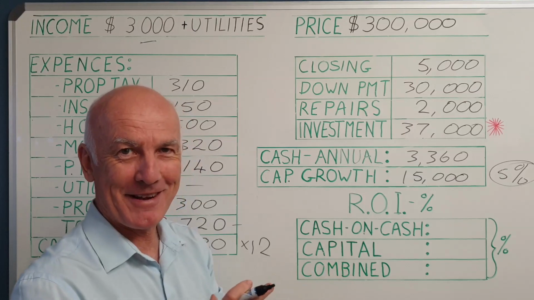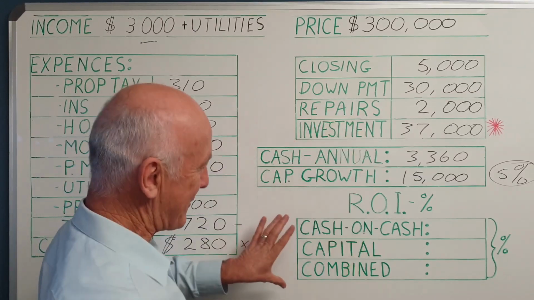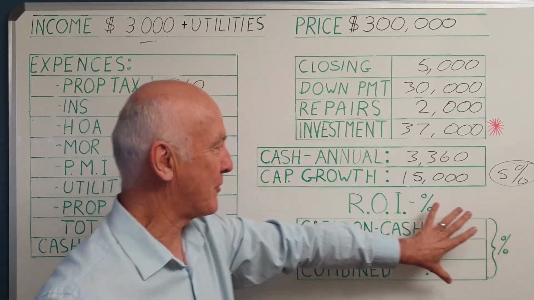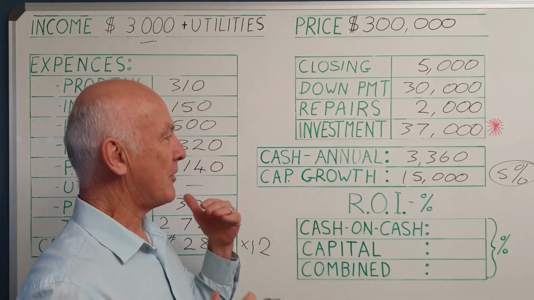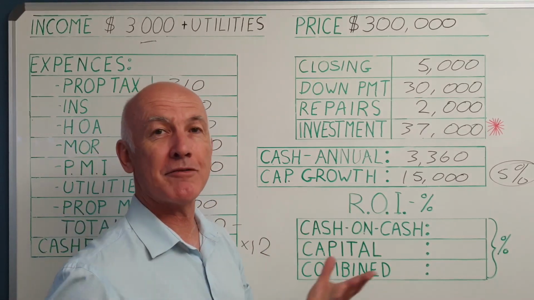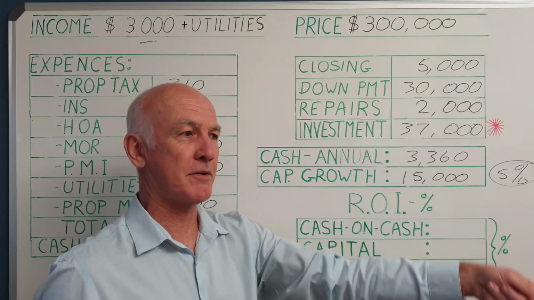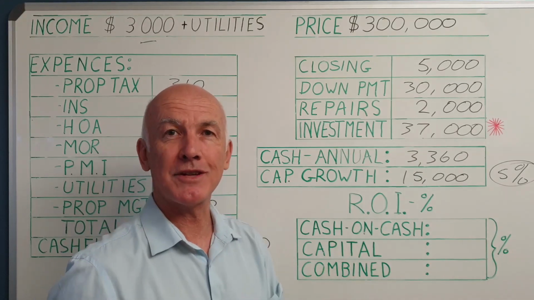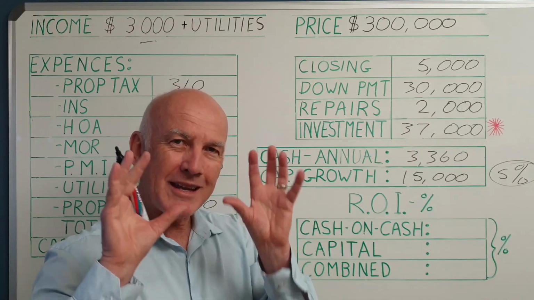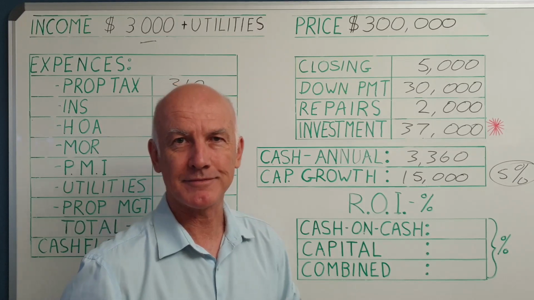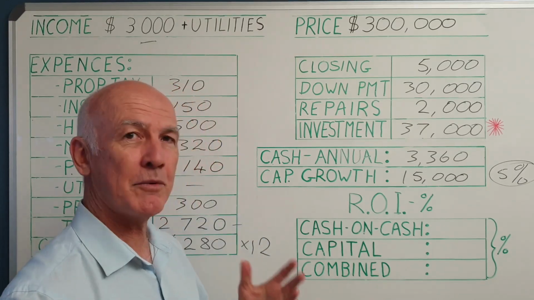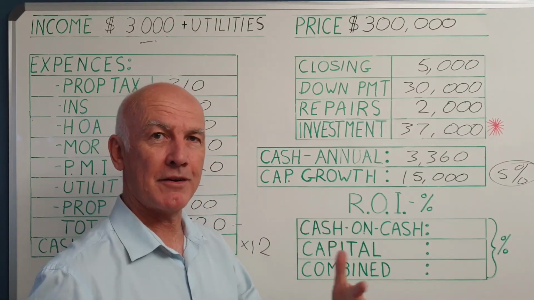Okay, now the fun stuff. I did all of this so we can get to this. This is really what it's all about. Your return on investment. You can equate it with interest. Everybody might put money in the bank and get interest on their savings. That interest number is return on investment. It's return on your cash. So let's see what you can expect on a property.